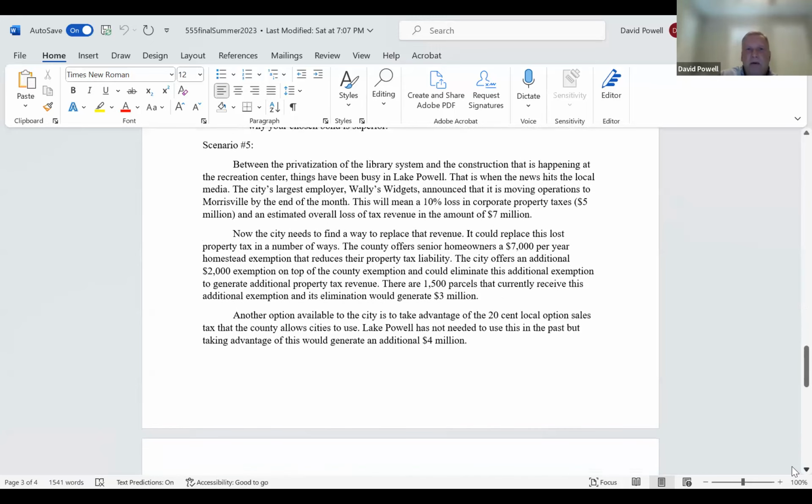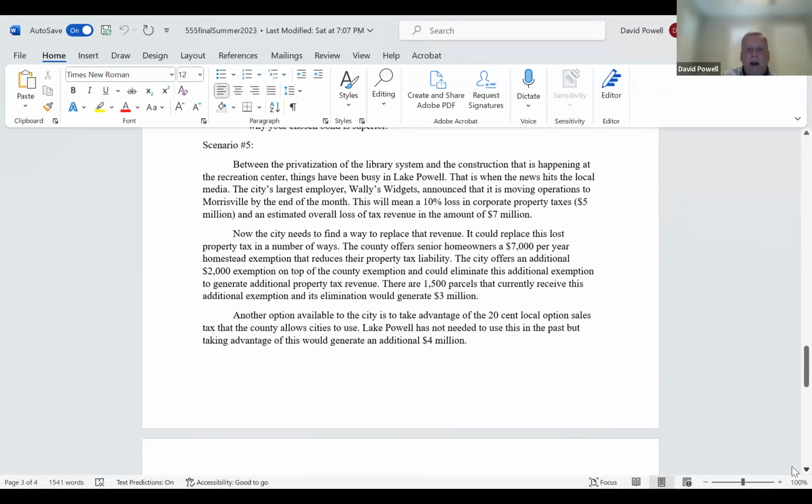And then our fifth and final scenario, number 5. Between the privatization of the library system and the construction that is happening at the recreation center, things have been busy in Lake Powell. That is when the news hits the local media. The city's largest employer, Wally's Widgets, announced that it is moving operations to Morrisville by the end of the month. This will mean a 10% loss in corporate property taxes, about $5 million, and an estimated overall loss of tax revenue in the amount of $7 million.